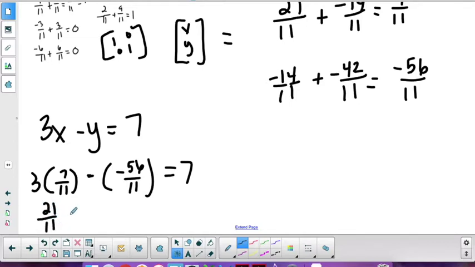21 over 11, minus a negative is plus 56. Oh, it does work. 56 over 11 equals 77 over 11, which is in fact 7. So despite the fact that the answer came out really ugly, it is actually the answer to the problem. Okay, and we can plug it into the second equation and prove it again.